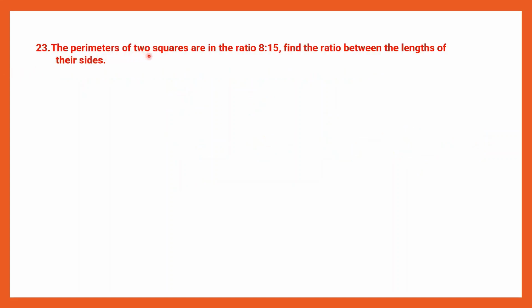Question 23. The perimeters of two squares are in the ratio 8 is to 15. Find the ratio between the lengths of their sides. So a similar problem. So let's begin.